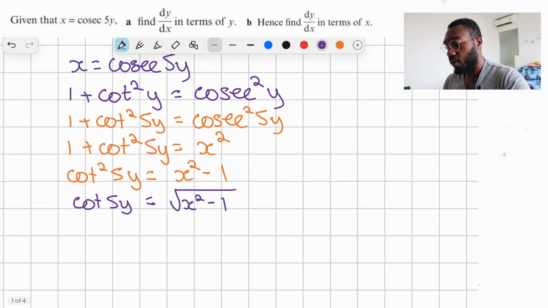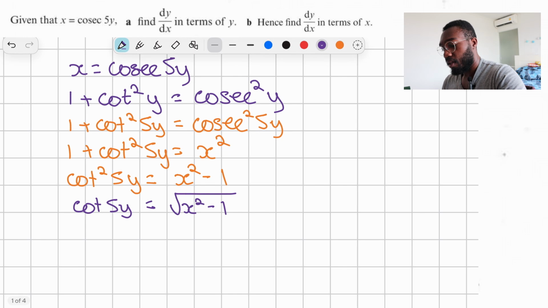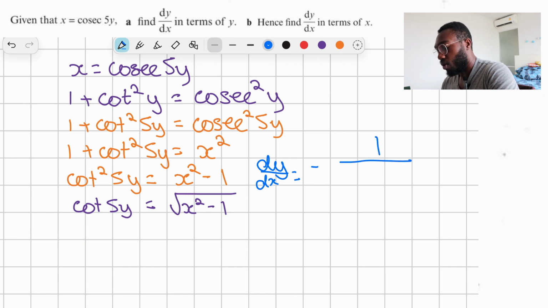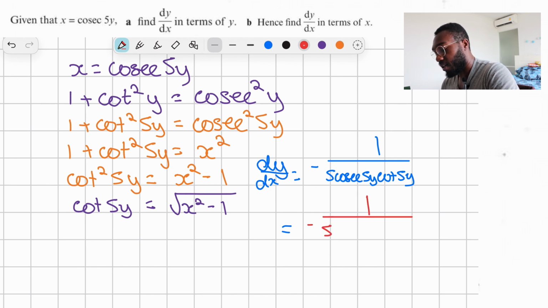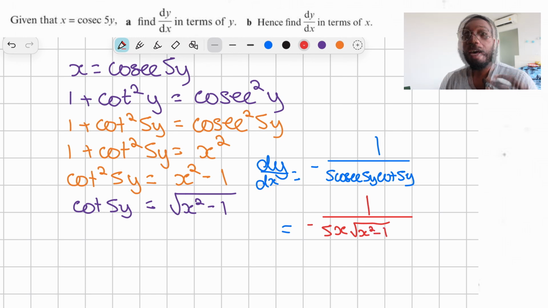So if we know that dy over dx is equal to minus 1 over 5 cosec 5y cot 5y, then using what we just learned, the answer would be minus 1 over 5x, because cosec 5y is just x, and we know that cot 5y is the square root of x squared minus 1. And that'll be it for this video.